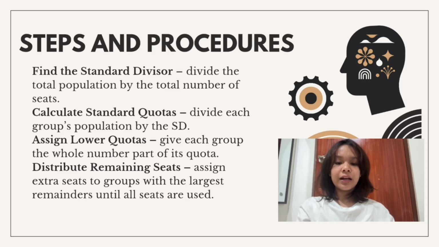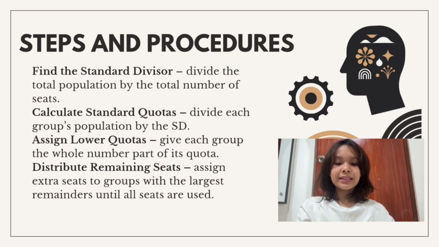And second, calculate the standard quotas. Next, we take each group's population and divide it by the standard divisor. The result is their quota, how many seats each group should get. And third, assign the lower quotas.